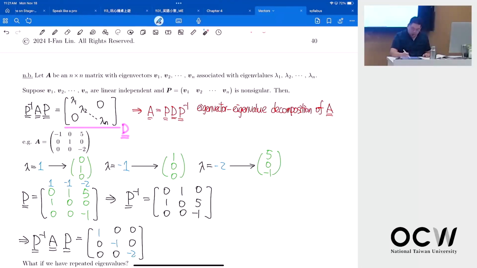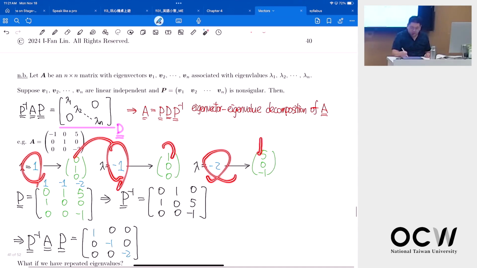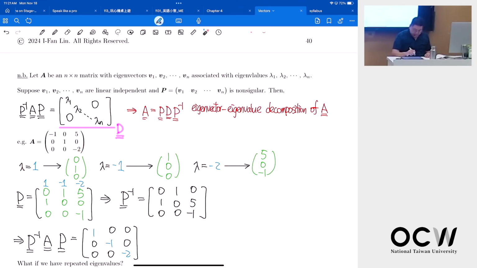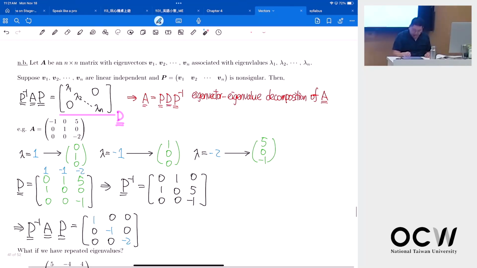So far, it looks like everything goes smoothly. I have eigenvalues, and then I can find the eigenvectors, right? But what if I have the same eigenvalues, which means I have repeated eigenvalues? Then you should have a lot of questions. First is like, how can I find the eigenvectors? And if I have the same eigenvalues, how can I write this diagonal matrix?